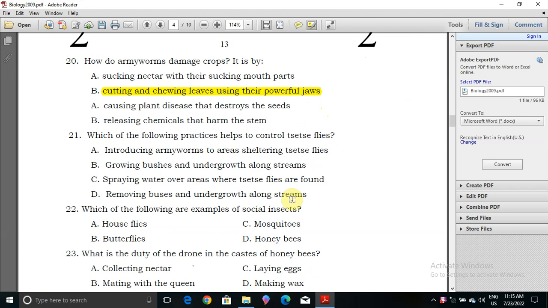Now question number 21. Which of the following practices helps to control tsetse flies? Introducing armyworms to areas sheltering tsetse flies? No. Growing bushes and undergrowth along streams? No. Spraying water over areas where tsetse flies are found? No, this will not control the tsetse flies. Removing bushes and undergrowth along streams? Yes, this is bushes, not buses. So the correct answer for question number 21 will be removing bushes and undergrowth along streams. They have so many spelling mistakes.